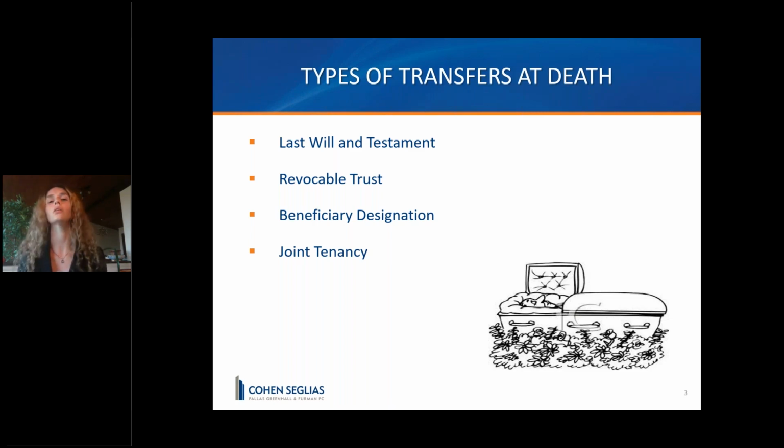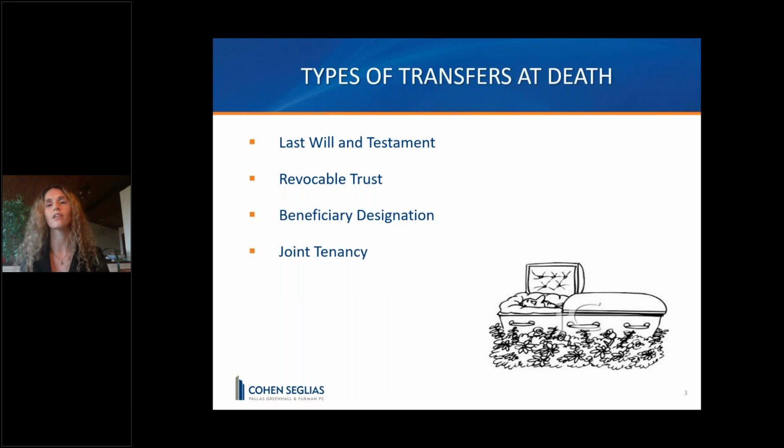I want to talk to you a little bit about each of these types of vehicles for transferring things when you pass away, because they go with the beneficiary designations and your entire estate plan. If you have a last will and testament, or a revocable trust, or a beneficiary designation, and they don't work with each other, there can be a lot of problems and a lot of additional expense after you pass away. So I can give you a couple of examples of cases that I'm either working on right now or have worked on in the past.